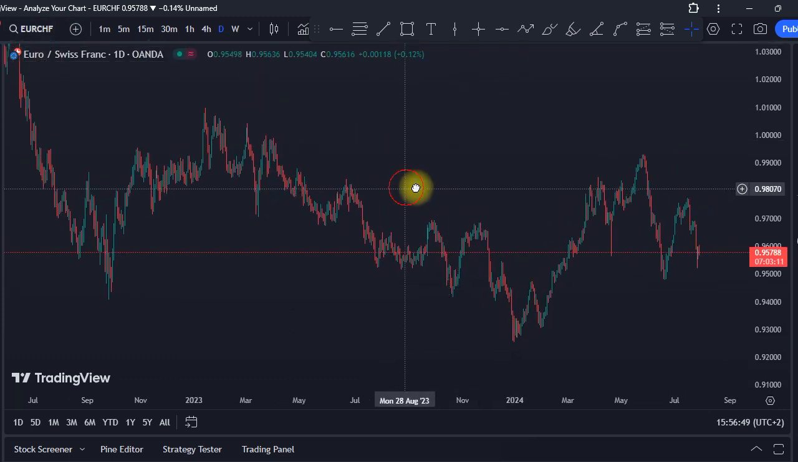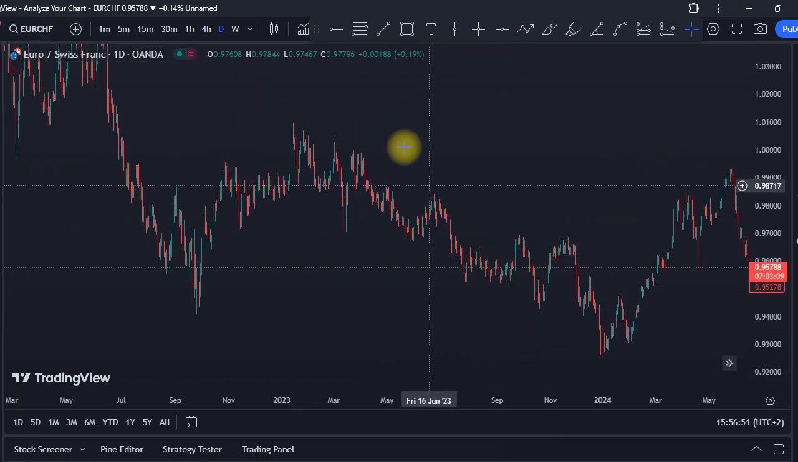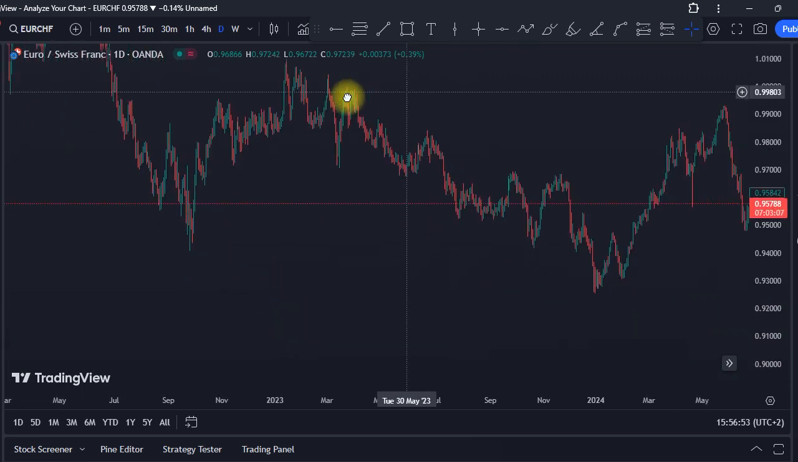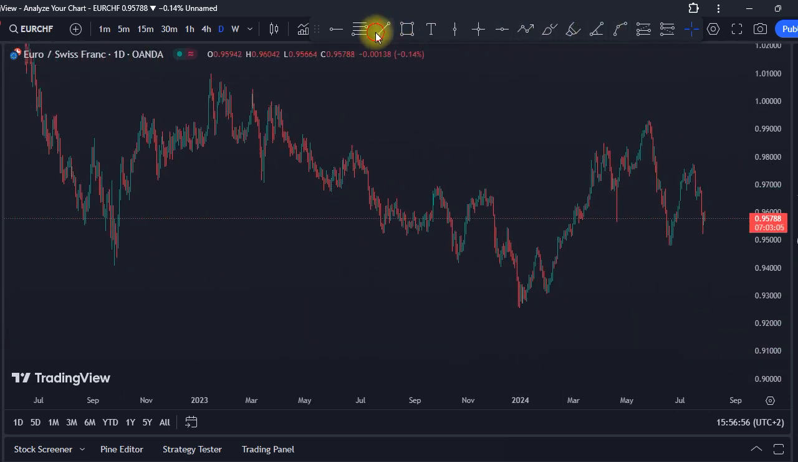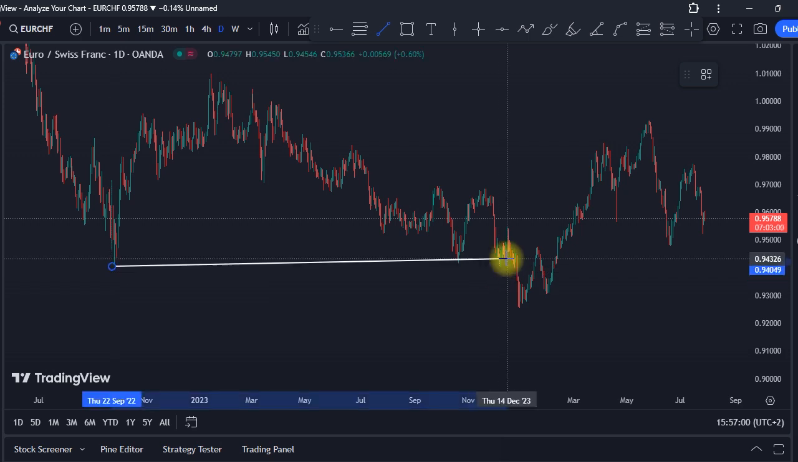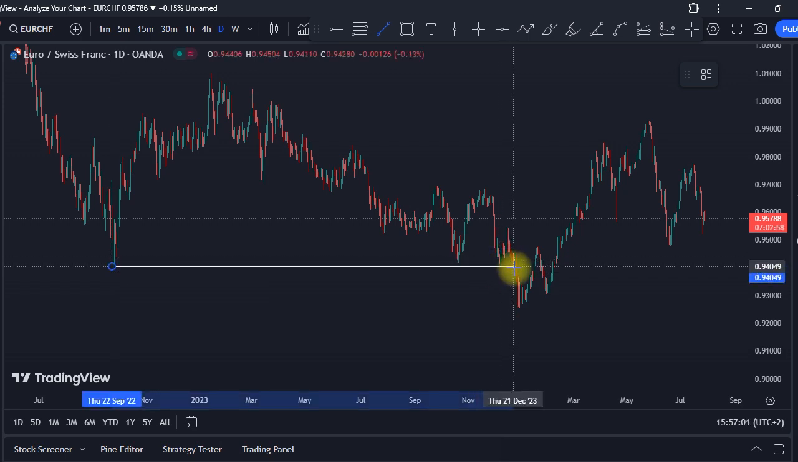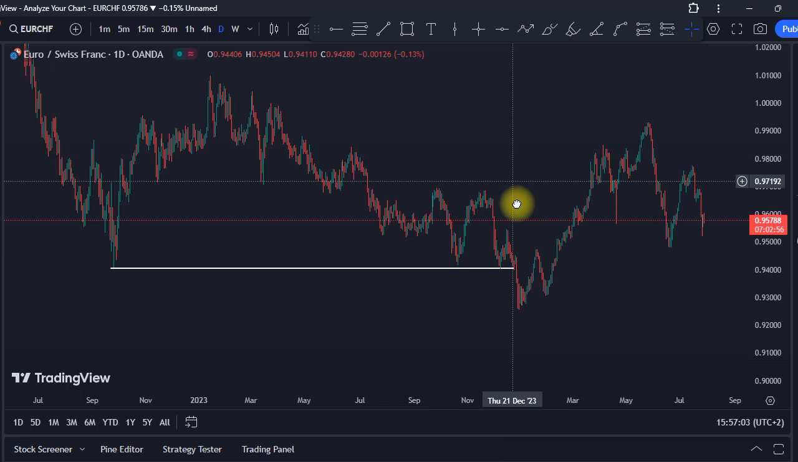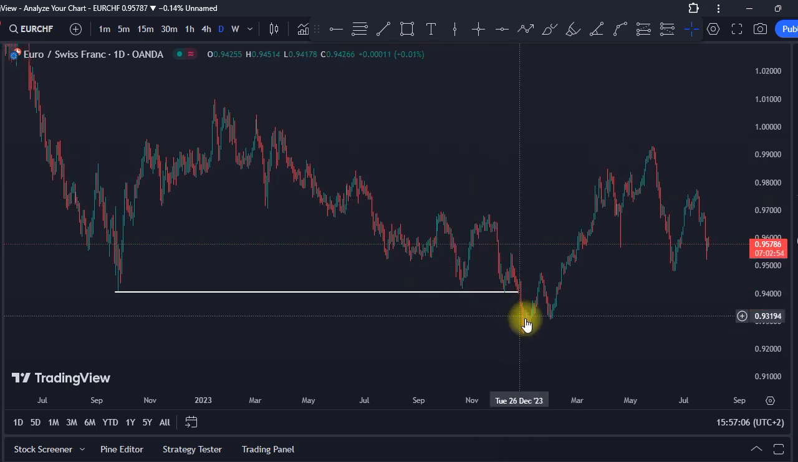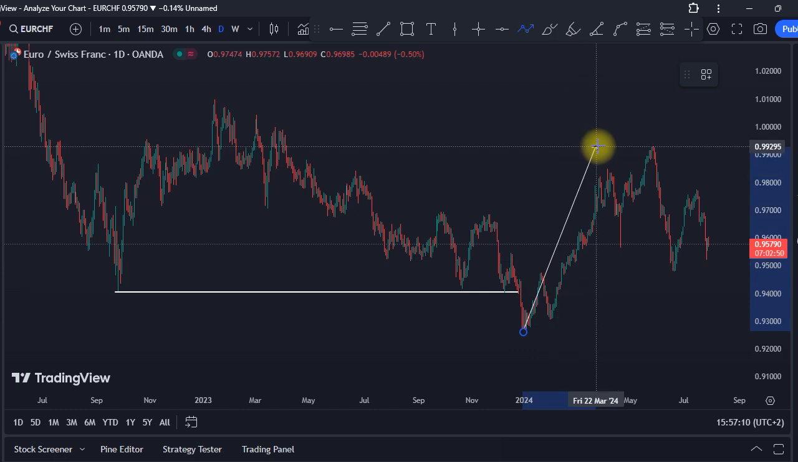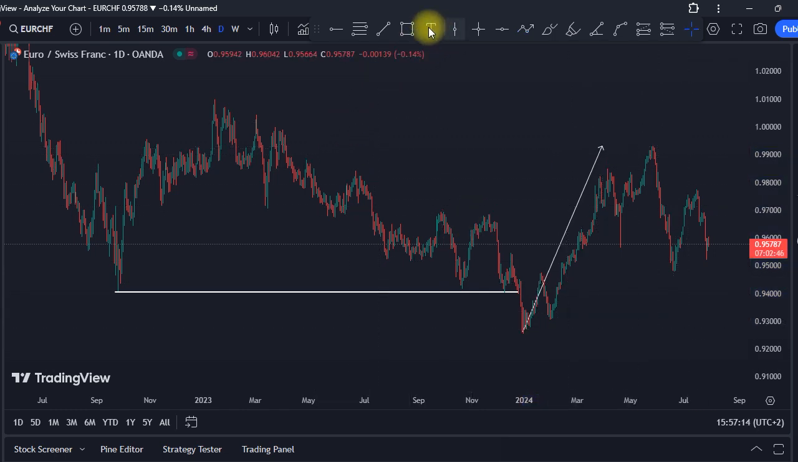Now as you can see here, the market was in a downward trend, and this is the latest breakout of structure to the downside. You know what happens after a breakout of structure to the downside? We expect a retracement, and I think we have fully retraced. Now the market is pushing to the downside.